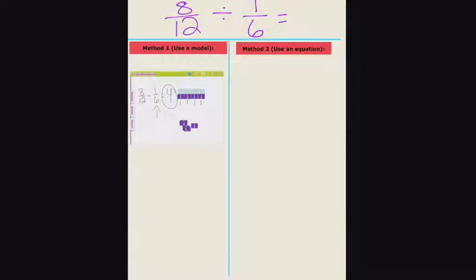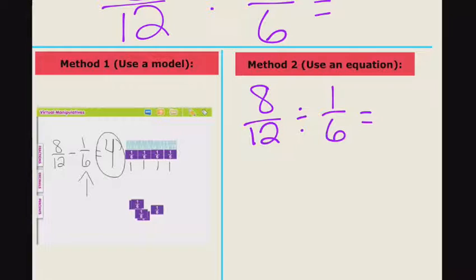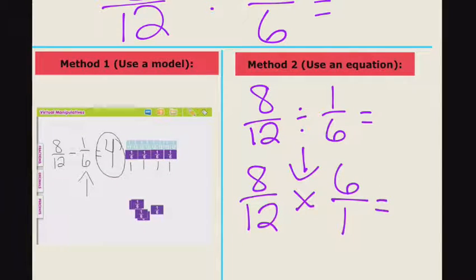Okay, now let's move on to our second method, which is using an equation. Again, I'm just going to start by writing the problem down, 8/12 divided by 1/6. I can see I don't have any whole numbers and I don't have any mixed numbers. So I'm going to go ahead and rewrite this as a multiplication problem. 8/12 stays the same. Our division problem becomes multiplication. I'm going to find the reciprocal of 1/6, which is 6 over 1.